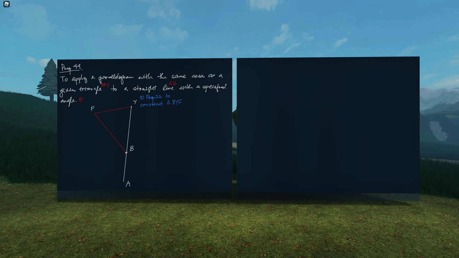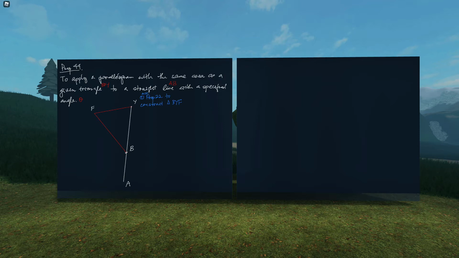And this is a triangle, given three sides, we can always construct it on a given line segment BY, such that BY is one of the sides. So I'm going to use proposition 22 to do this. And then what we're going to do now is use proposition 42 to construct a parallelogram BEFG such that this parallelogram has the same area as this triangle.